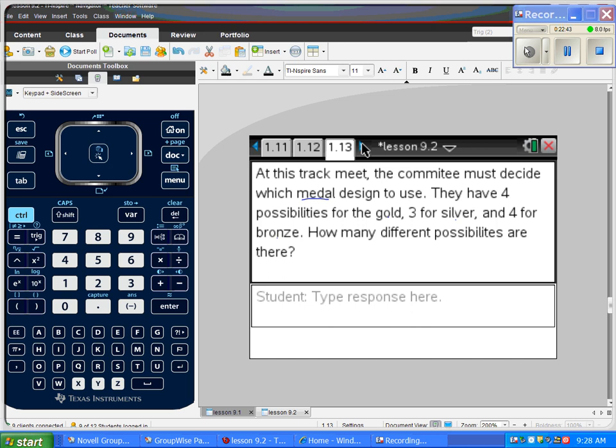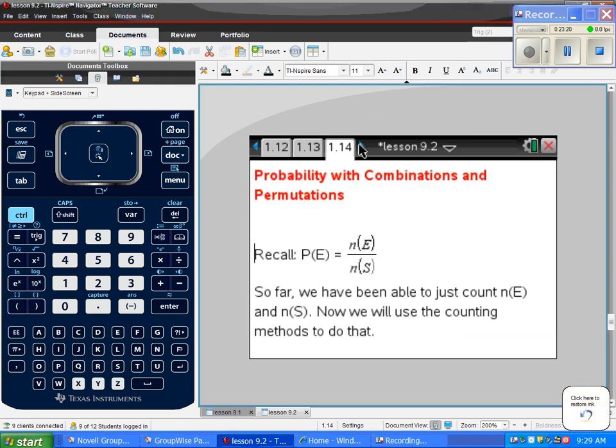So you had 3 blanks. You said there's 4 possibilities for gold, 3 for silver, and 4 for bronze. What'd you do with these numbers? Multiply them together, and we get 48. Now here, I don't think there would have been an alternate method to use. Anybody use something different besides the fundamental? All right. We are not going to go on to that.